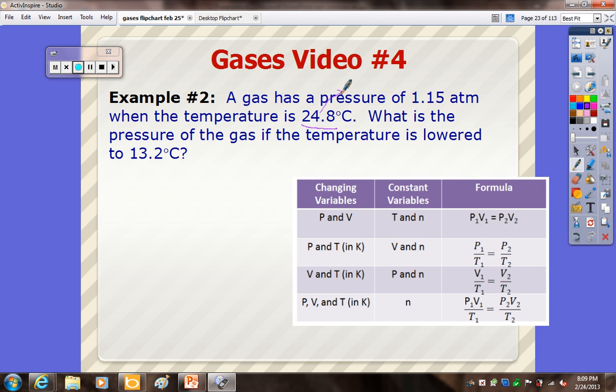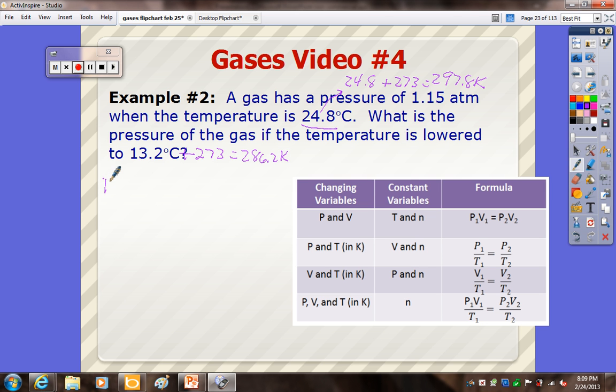So 24.8 plus 273 will give me a total of 297.8 Kelvin. I'm going to do the same thing with this other number. I'm going to add to it 273, and I'm going to get 286.2 Kelvin. Now I'm going to list my units.